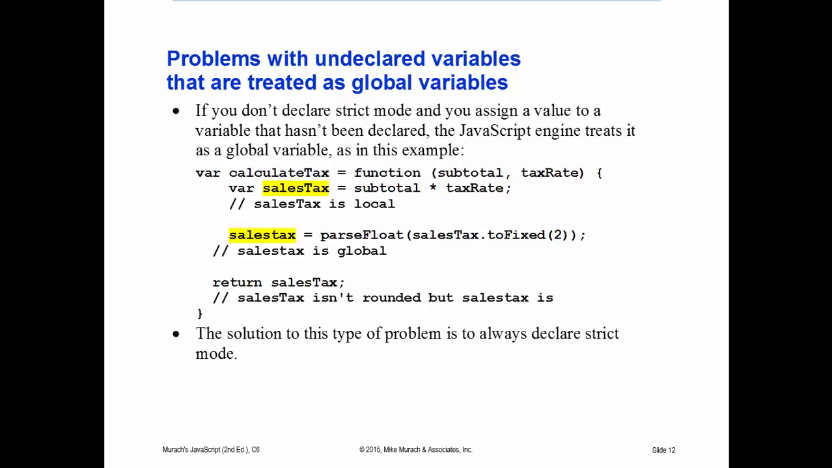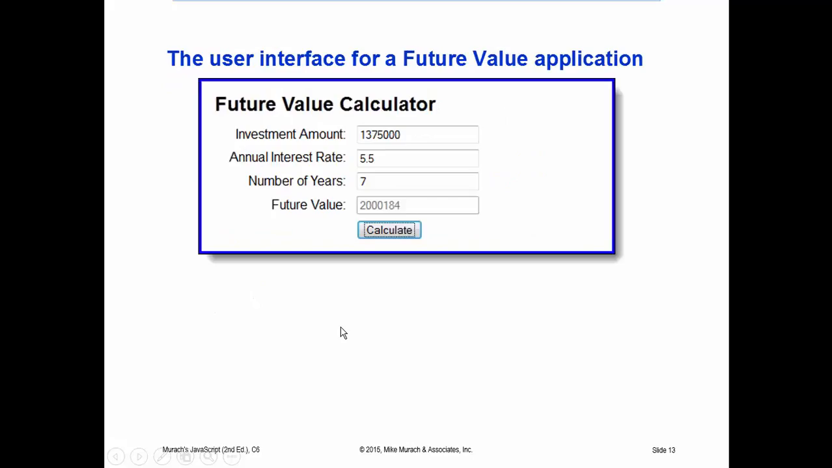Again, if you don't declare strict mode and you assign a variable that hasn't been declared, so if you look here, we've got sales tax with a big T and here with a little t. If you don't have the use strict at the top, this makes two different variables. So as the author says here, the solution is to always declare strict mode at the top.